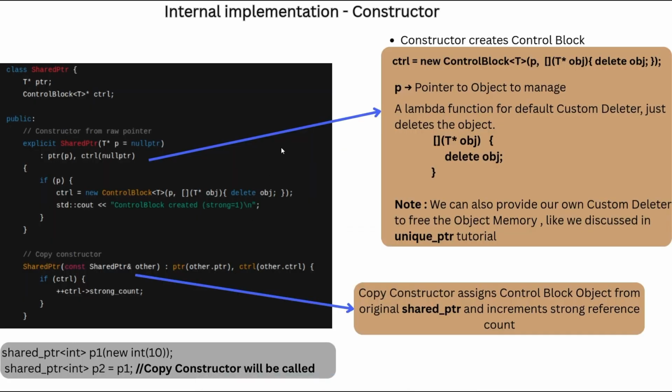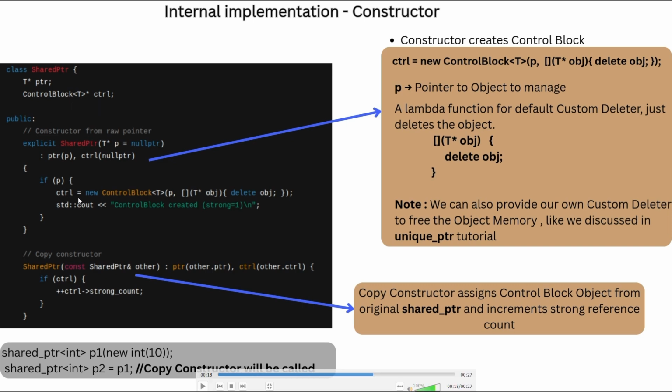So if you see the internal implementation, let's focus on the constructors. You have a constructor and a copy constructor, or you can also do the assignment. The constructor will receive a pointer to the original object. Basically it has two member variables: one is the pointer to the original object, and one is the control block.